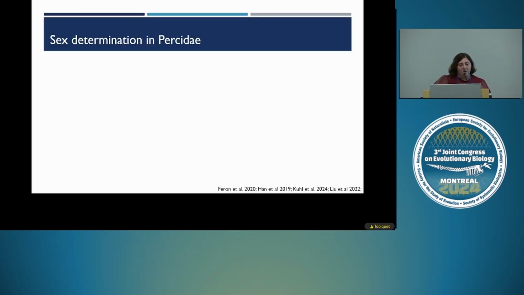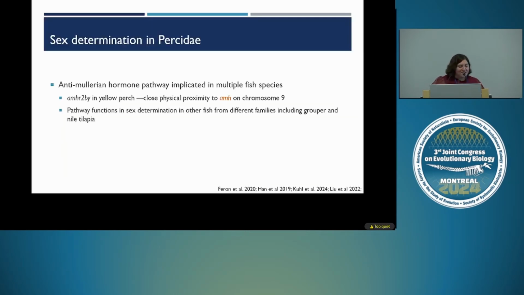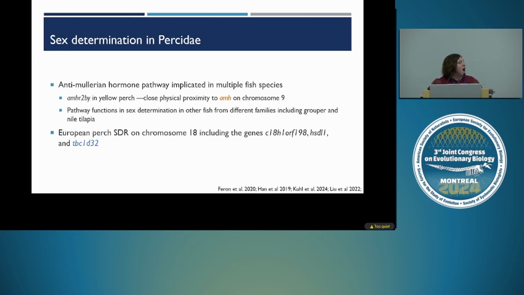there seems to be some inversions there. So to tie this into what we know about other fish species, the anti-Müllerian hormone pathway is implicated in a lot of different species, including yellow perch, which is closely related to darters. One of the receptors has a duplication, and it's in close proximity to AMH on chromosome 9. And it also functions in other fish species, including grouper, tilapia, and stickleback. And then the European perch, again, same family as darters, has a large sex-determining region on chromosome 18, which includes a lot of genes in the same family as AMH, including TBC1D32, which is one of the genes that we found to be important in rainbow darters, so that's exciting.